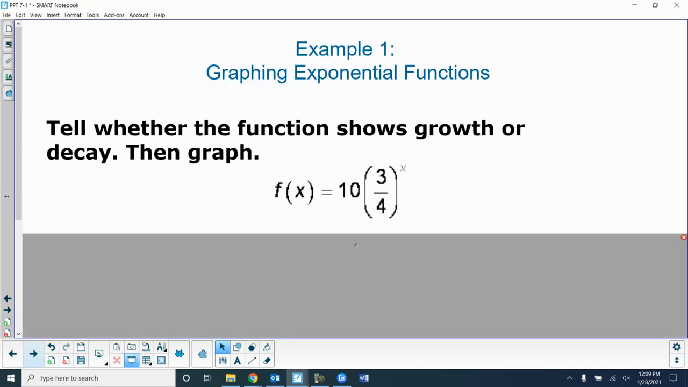Okay, so is this growth or decay? What's my base? Base is not 10. 3/4 is the base, right? Whatever is being raised to the x power is the base. So, is that bigger than 1, 3/4? No, so it's not growth, it is decay. Okay? It says graph it. Just put it in your y equals. Hit your y equals button. Put 10 parentheses 3/4 to the x.